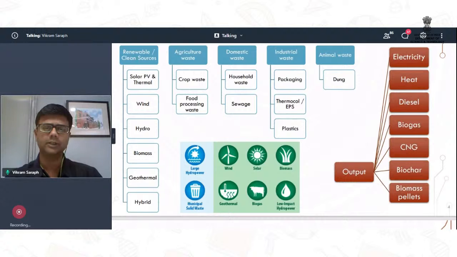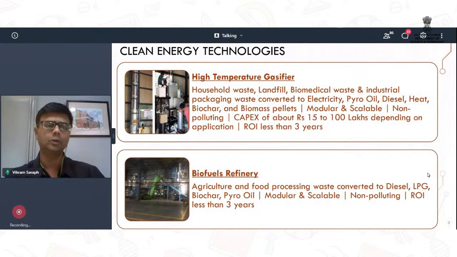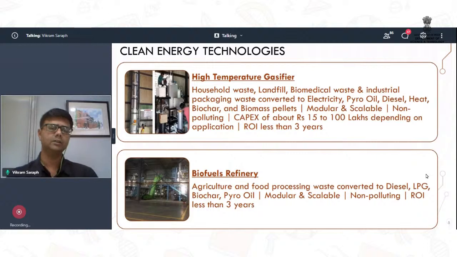Can we go to the next slide? So we'll talk about these technologies which we have already developed and deployed. One particularly is the high temperature gasifier. It kind of liberates the thermal energy from any kind of waste.